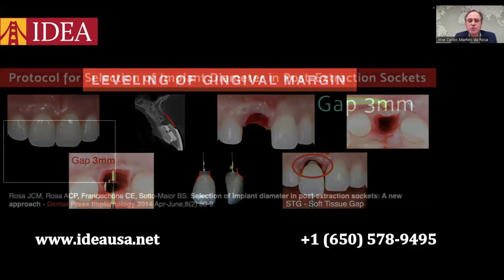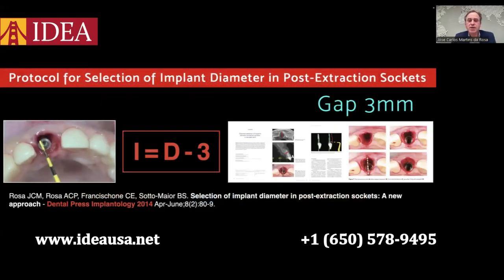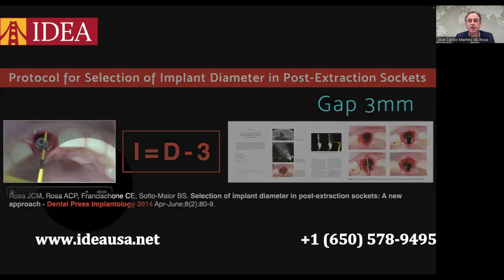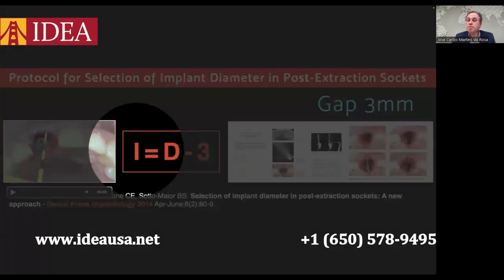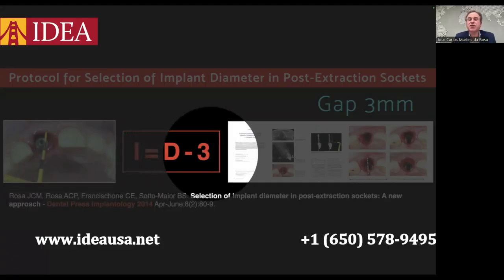This is the article that was published by our team in 2014, more than 10 years ago, and we launched this way of managing the gap. What we believe is that 3 millimeters works much better than 2 or 1 millimeter at the facial aspect. This is what I recommend, a very simple mathematical rule: the implant diameter should be equal to the buccal-palatal distance of the socket minus 3. The 3 is a fixed number that never changes.